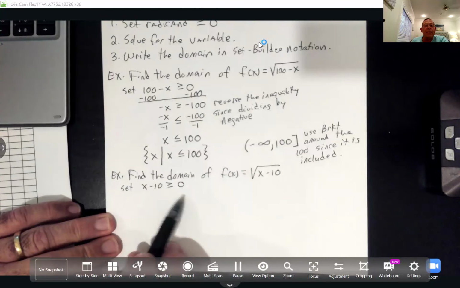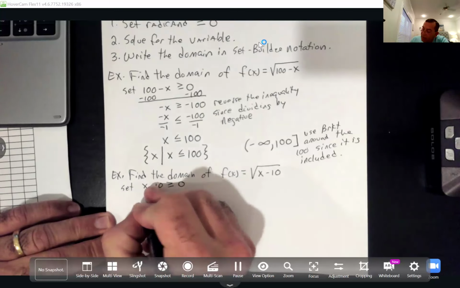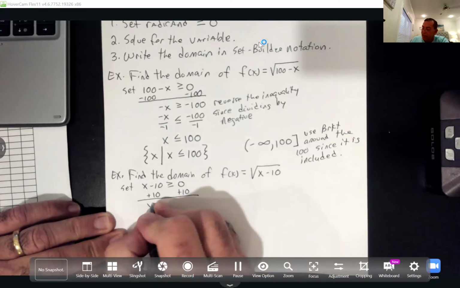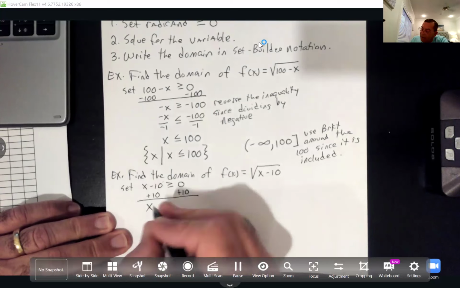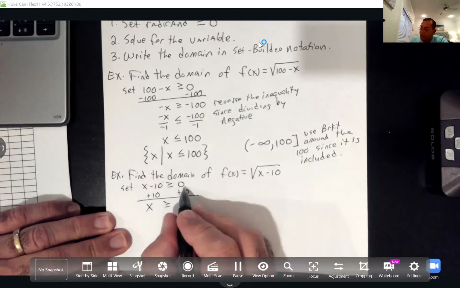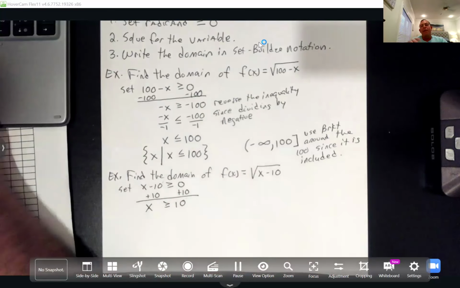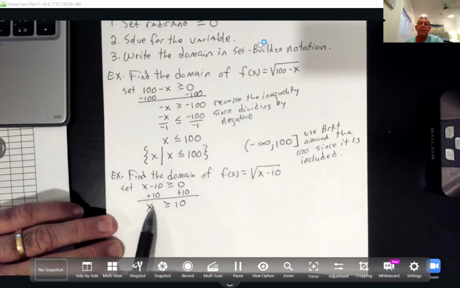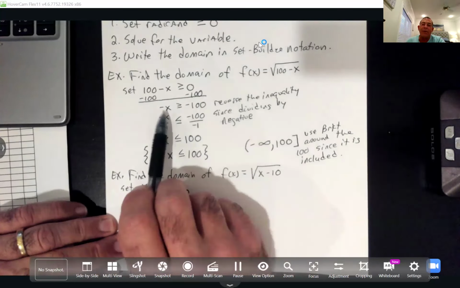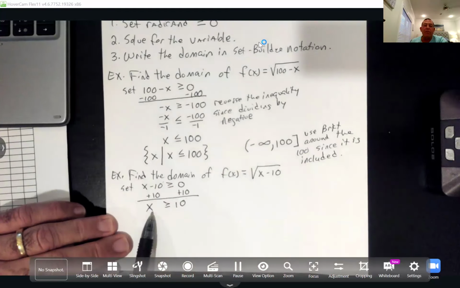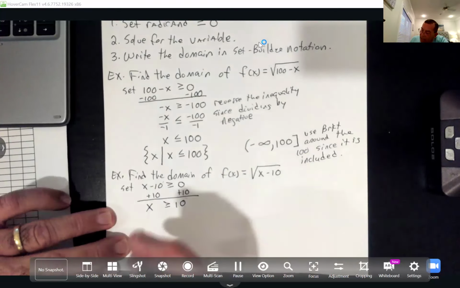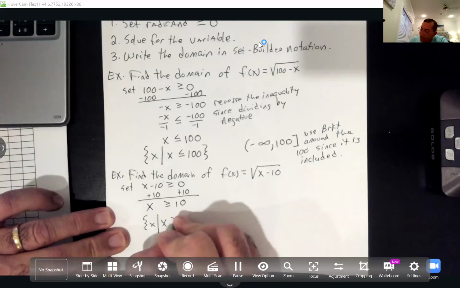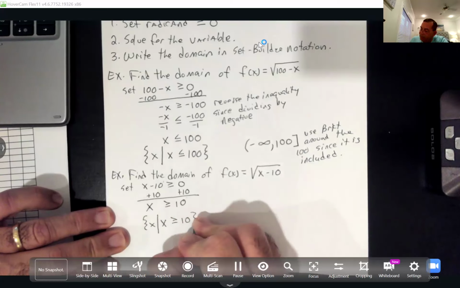Looks like we just got to add 10 to both sides. This tells me my x comes down, the 10's cancel on the left side. It's greater than or equal to, and then 0 plus 10 gives me 10. So I didn't have to switch the inequality because my x was positive and I didn't have to divide by a negative like I did up here. So the final answer will be x greater than or equal to 10. So for college algebra, we would have x such that x is greater than or equal to 10.